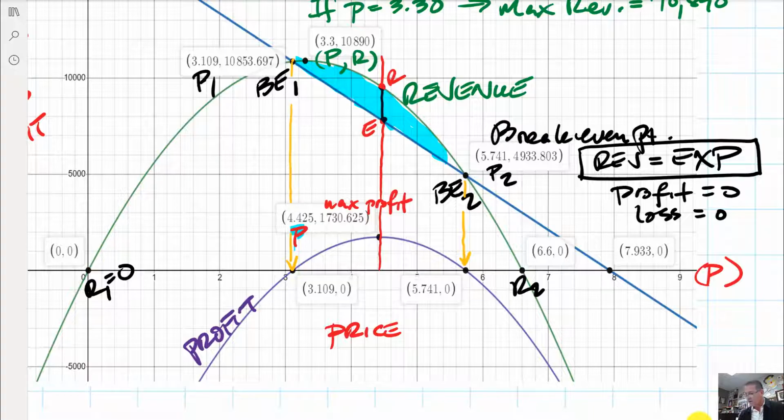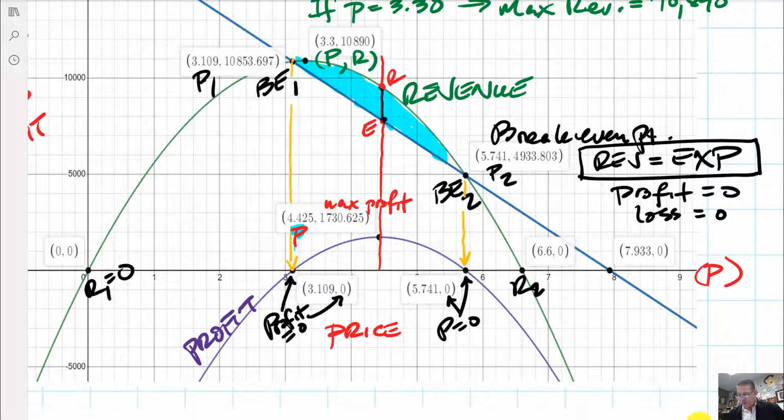You don't profit, you don't lose. And right here, this is where profit equals 0. P equals 0. And right here, at the other one, that's where P equals 0 as well. Just look at it. Capital P now, not little p. Profit equals 0. You can see it in the point, and you also see it on the graph right here.